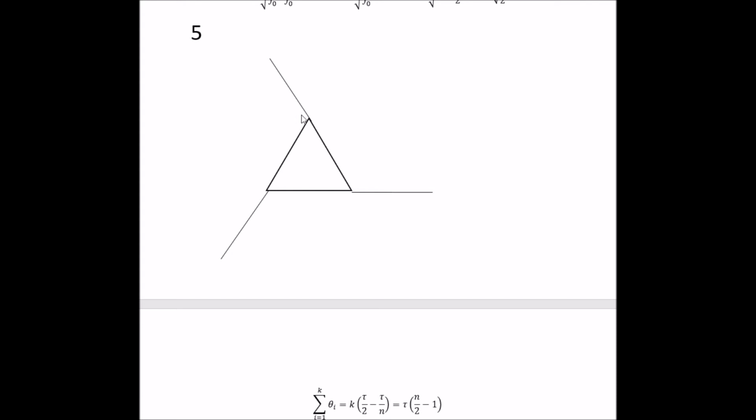at the external angle, so you're stood here, you do 120 degrees to get to here, a third of a circle, tau over 3, another tau over 3 to get to here, another tau over 3 to get to here. So you're doing a complete tau around the polygon.